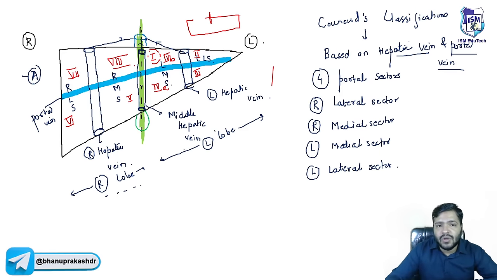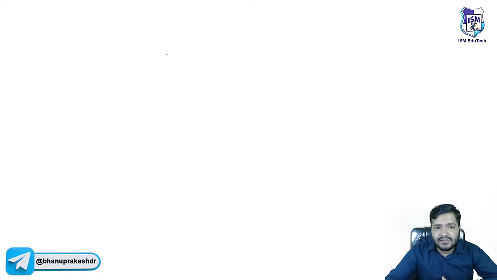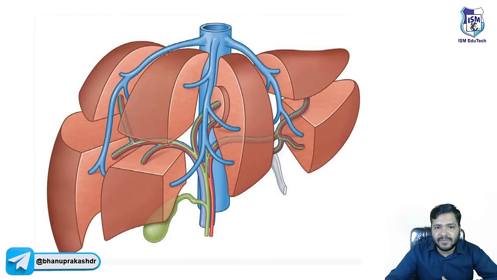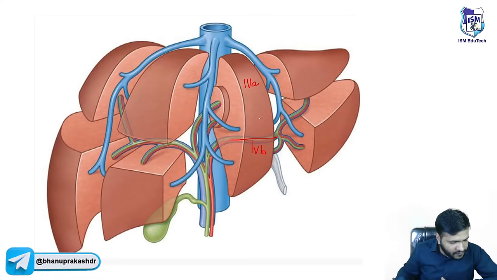I already told you that segment one is present posteriorly. If you just try to see over here, beta, you can see all the segments but 4A and 4B. It is one segment only, one above the portal vein and one below the portal vein, right?